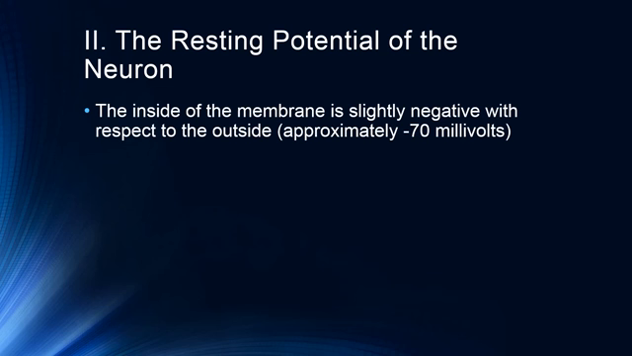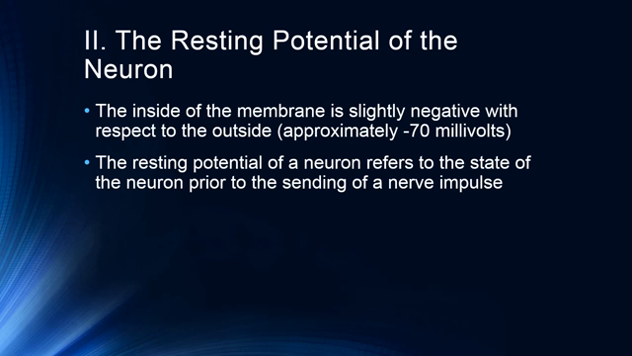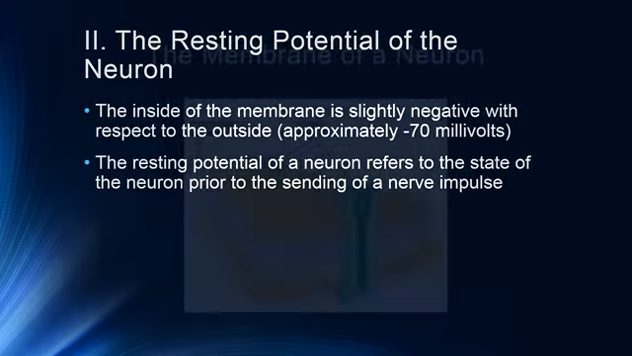So the inside of the membrane is slightly negative with respect to the outside, approximately negative 70 millivolts. I think I might have said microvolts in the last one. It's millivolts. The resting potential of a neuron refers to the state of the neuron prior to the sending of a nervous impulse. So this is, again, prior to anything happening. This is just how the cell is maintained over time. So it just maintains that resting potential.